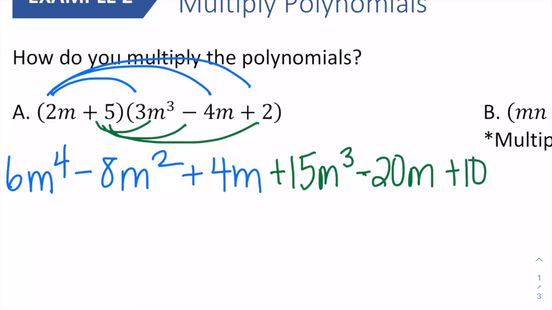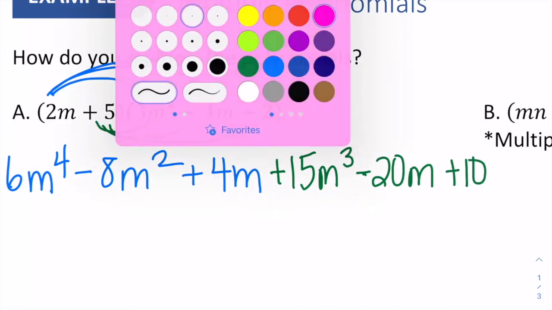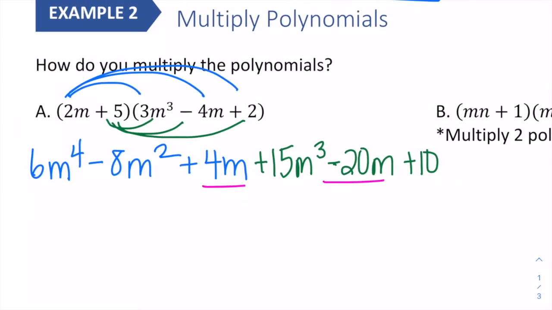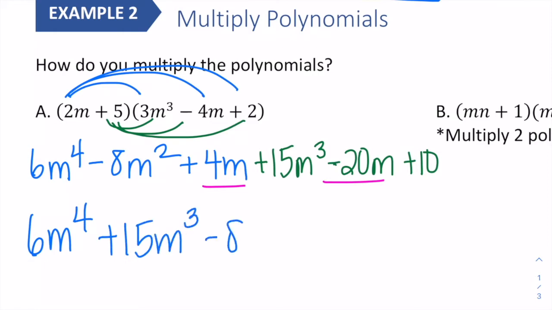So from here, I want to make sure I combine like terms, and the only like terms I see are the 4m and the negative 20m. So we're going to have 6m to the 4th plus 15m cubed minus 8m squared, and then negative 16m, because that's 4 minus 20, plus 10.